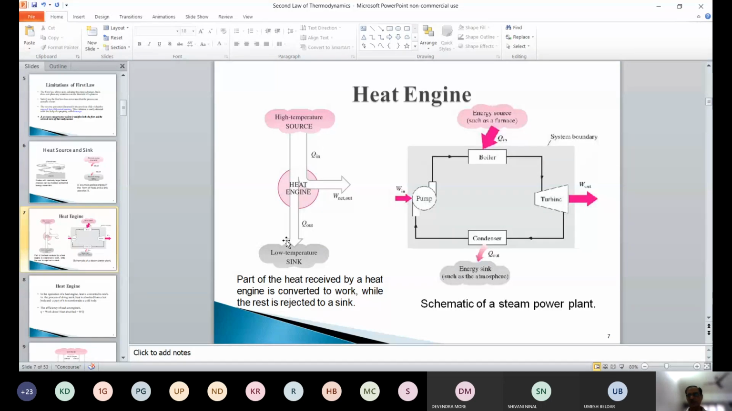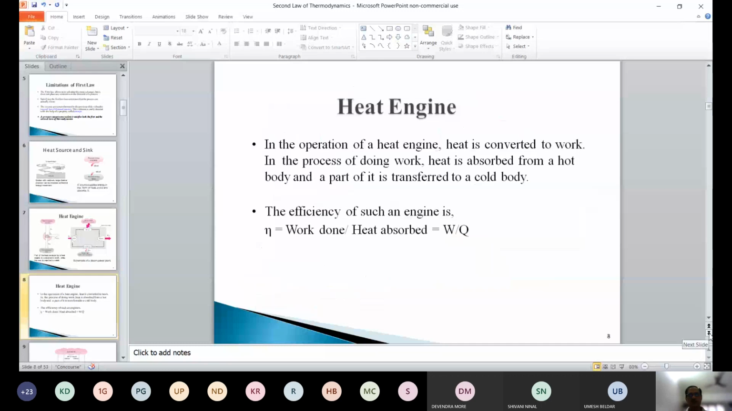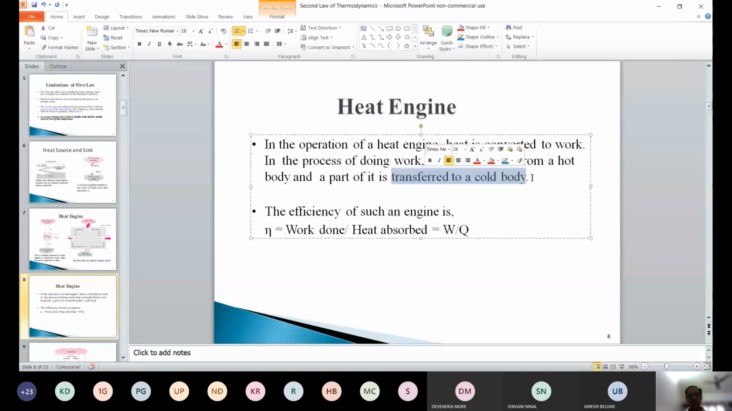If you have any doubts, you can always stop me and ask me, right? So in the operation of heat engine, heat is converted to work. Heat is absorbed from the hot body and it is transferred to a cold body. So some heat goes to the cold body, and in the process we get this work done. And efficiency of heat engine is nothing but what is the work output from the power plant divided by how much is the heat input to the power plant. So W upon Q is the efficiency.